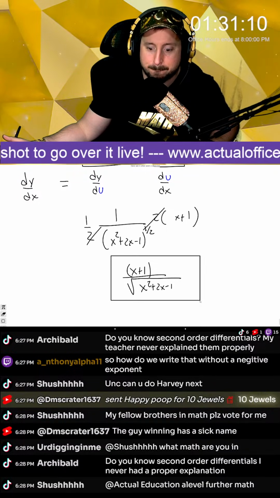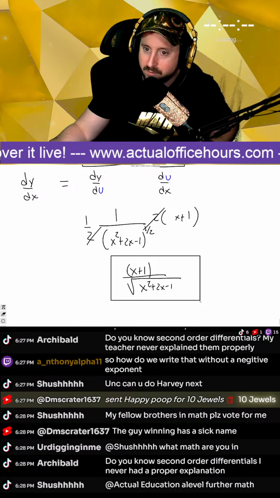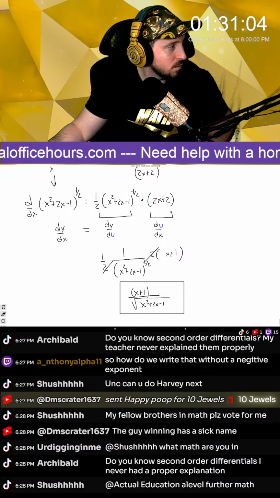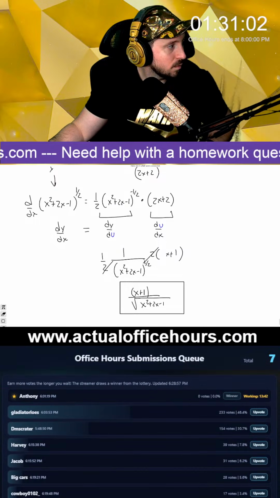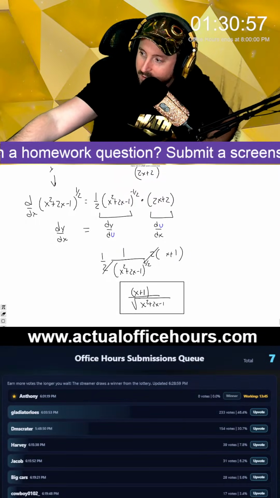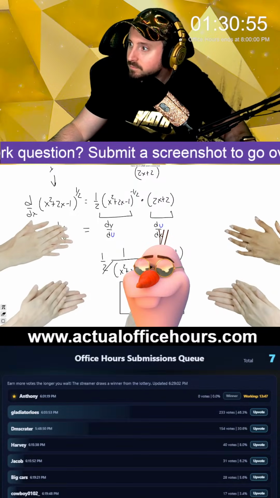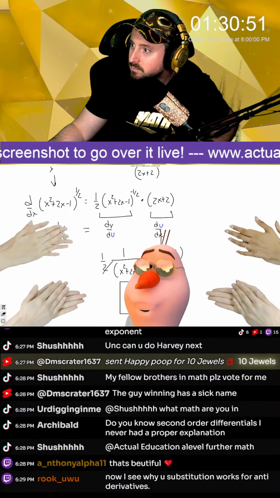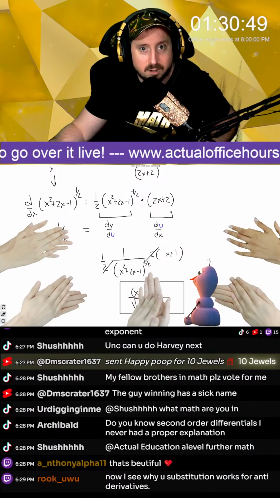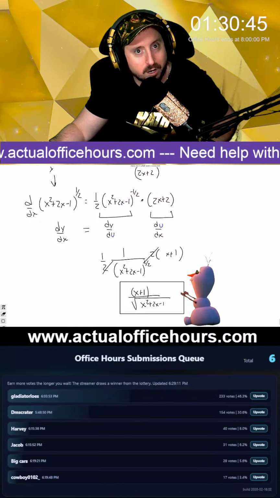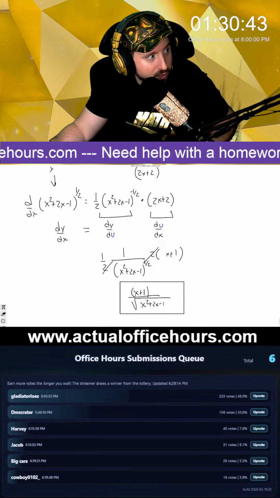Yeah. Does that make sense there? How that works? That's beautiful. Okay, awesome. Great. Yeah, I love it. Good job. Now I see why derivative U substitution works for antiderivatives. Yeah, it is cool. Very, very cool, Rook. It's cool how it works like that as well.